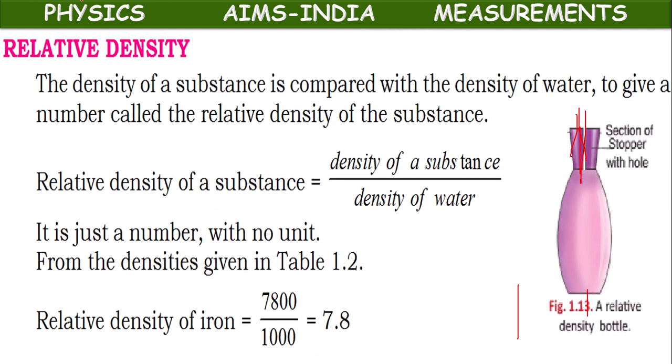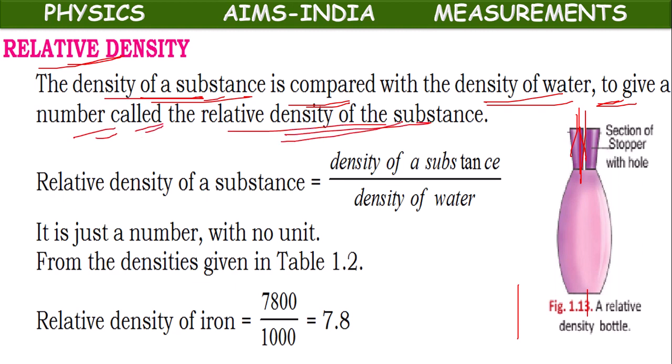Next, we have relative density, children. So relative density means if the density of a substance is compared with the density of water to give a number, that is called relative density of substance.